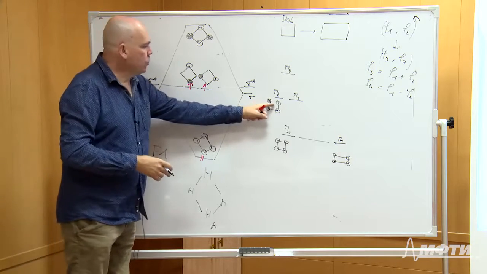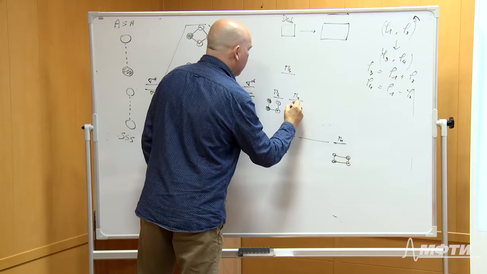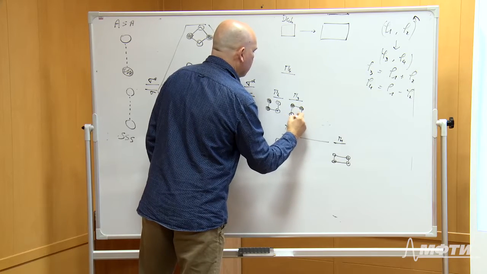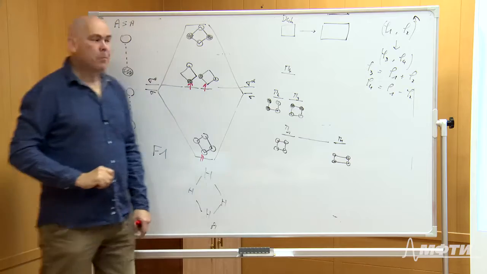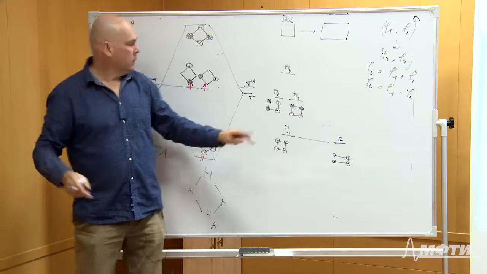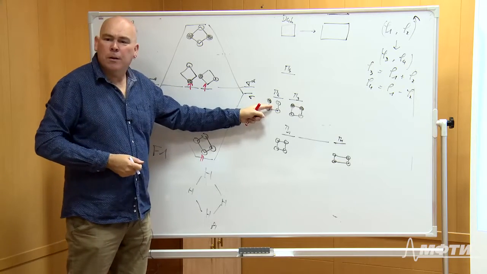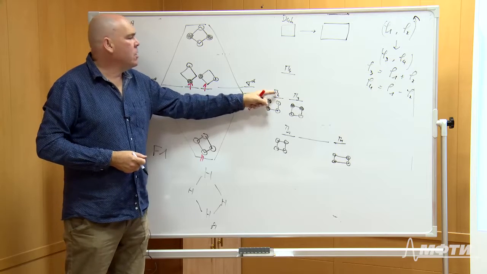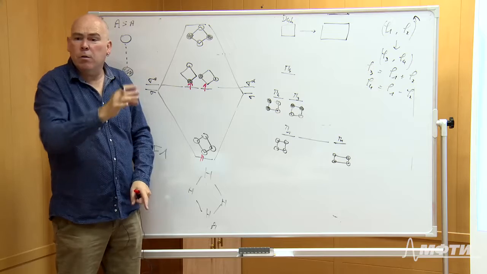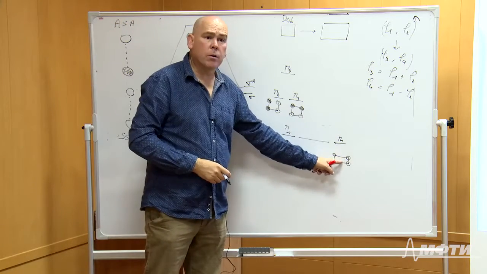Okay? So you have this for pi 2, and for pi 3, it will be this combination. In phase, out of phase. Okay? It's just a trick. Because for me, it's very simple to see how the energy of this level will go when I start from a square to a rectangle.